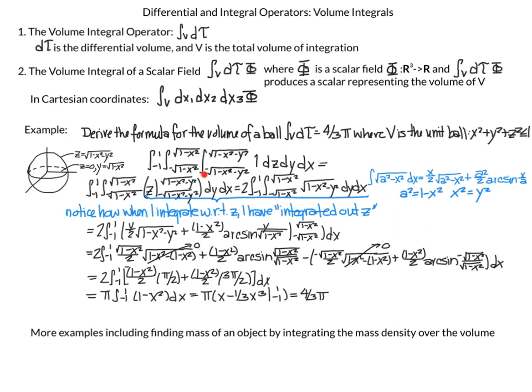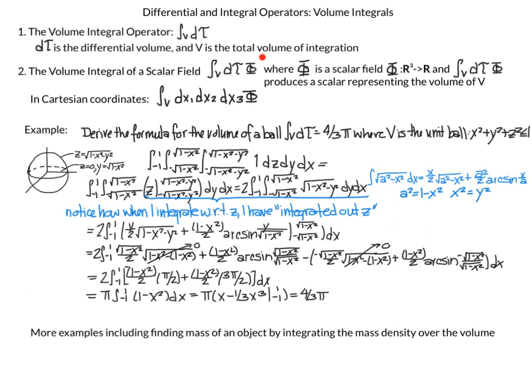But before we do examples of volume integrals, we're going to look at the volume integral operator itself. That is the integral over V of volume, d tau. And then after we look at the operator itself, we'll look at the volume integral as applied to a scalar field. So that's the integral of the volume d tau operating on phi, where phi is a scalar field that maps from R3 into R. But it always maps to the scalar fields.